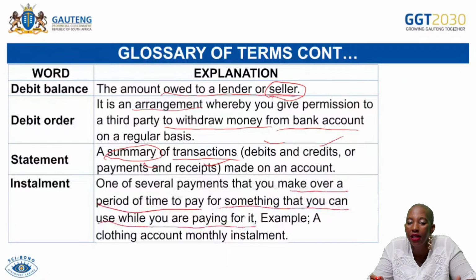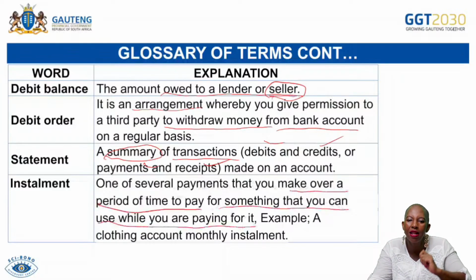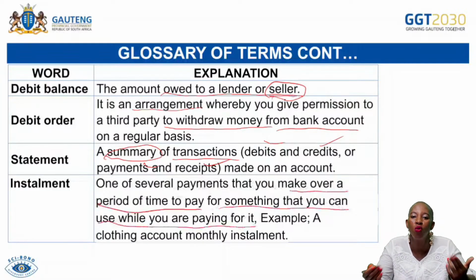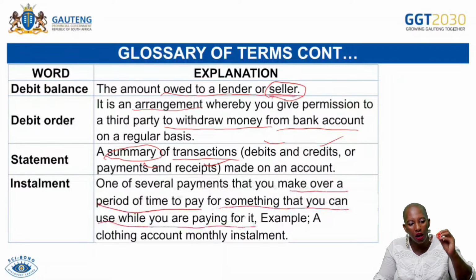So I've made an example to say I have an account at Woolworths. At Woolworths, every month I go there. Maybe I spend some money, I buy clothes, I buy goodies, the things that they're selling there. They've got beautiful clothes. I go there and buy. But because I don't have cash, I am going to pay them in bits and pieces on a monthly basis. So on a monthly basis, I will be paying back the money that I have used while I am wearing the clothes. So it means I go there, I take the clothes on credit.